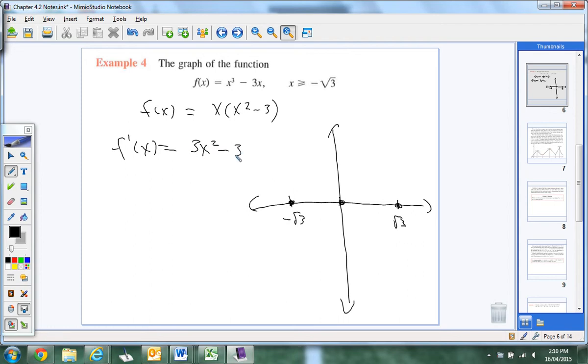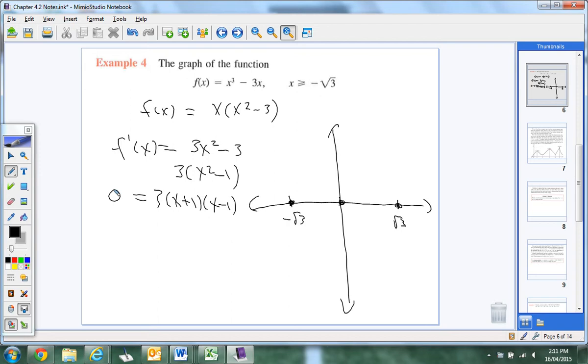3x squared minus 3. Can we GCF that? Pull out a 3. Now what's that? Difference of squares. X plus 1, x minus 1. Now we know, and we just said that, the critical values for our derivative is when it's equal to 0, because that's the slope of 0, that's a change of direction. Okay? So then what is our critical points?